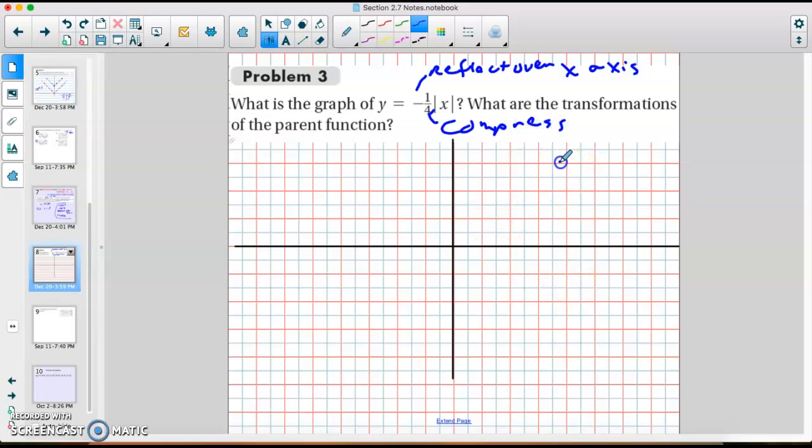Right, and like I said, just make a t-chart. We got our x and y, so 0. If we plug in 0, we're going to get absolute value of 0 is 0 times -1/4 is 0. Okay, so we plot our point. And if we plug in 1, then we have absolute value of 1 is 1 times -1/4 is -1/4. It's symmetrical, so then we know that -1 is also -1/4. If we plug in 2, we get 2 times 1/4 is 1/2, -1/2 in our case. And so then we know that that's symmetrical as well.